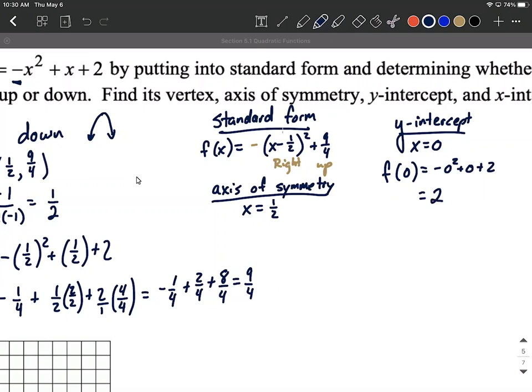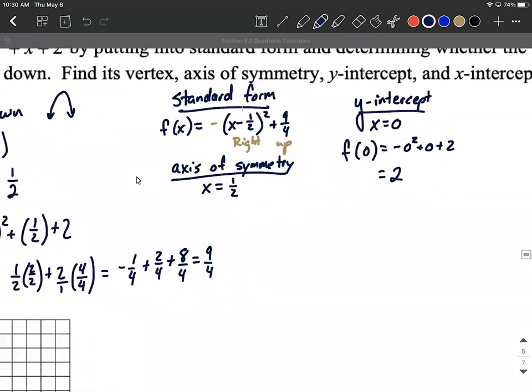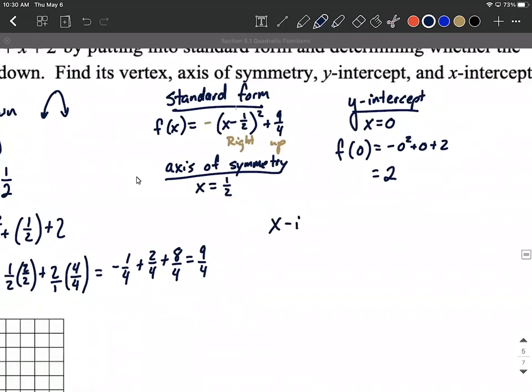All right, the very last thing we want to do is find the x-intercepts. And then we'll put it all together and get a nice graph.